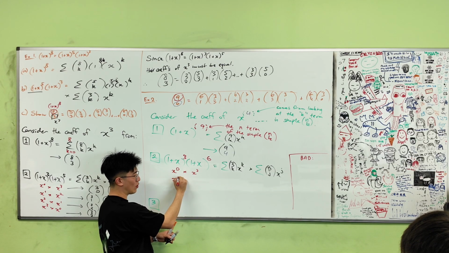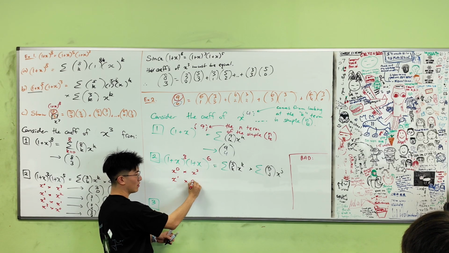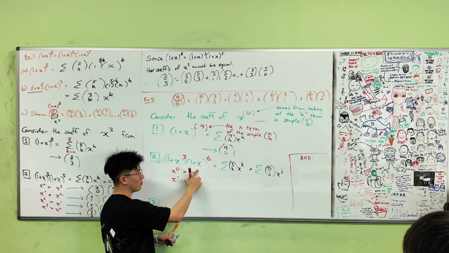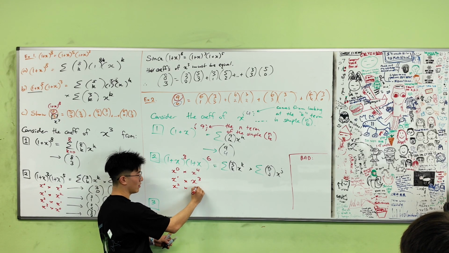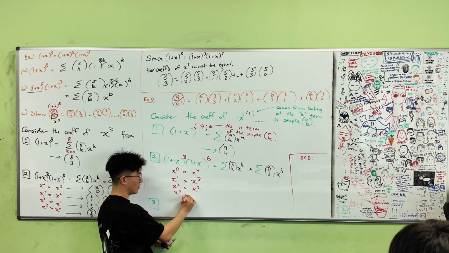X, 1, go up. Yes, sorry, that would be 4. Thank you, Liz. And then x, 2. Good.